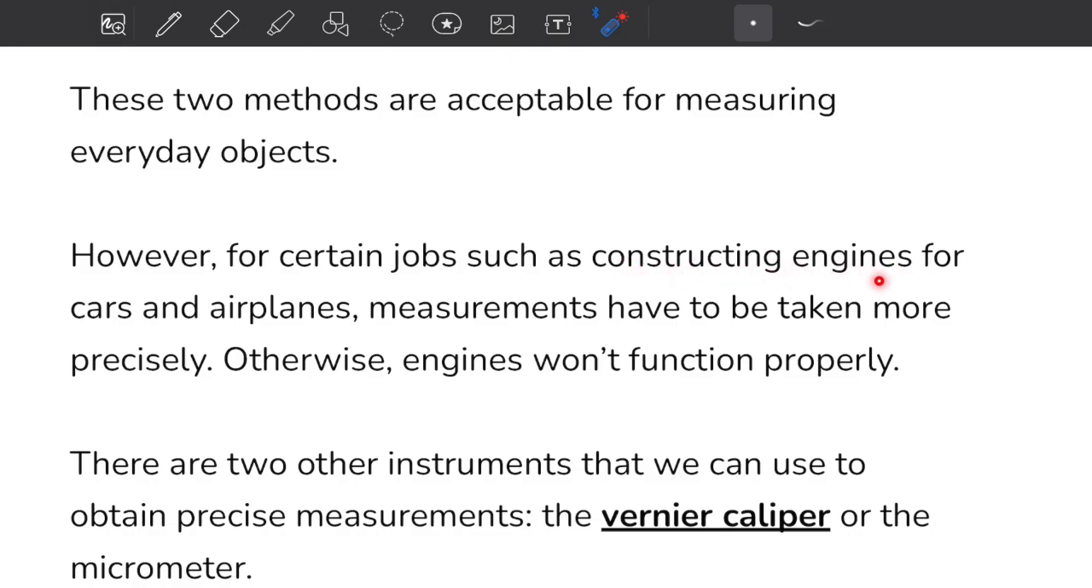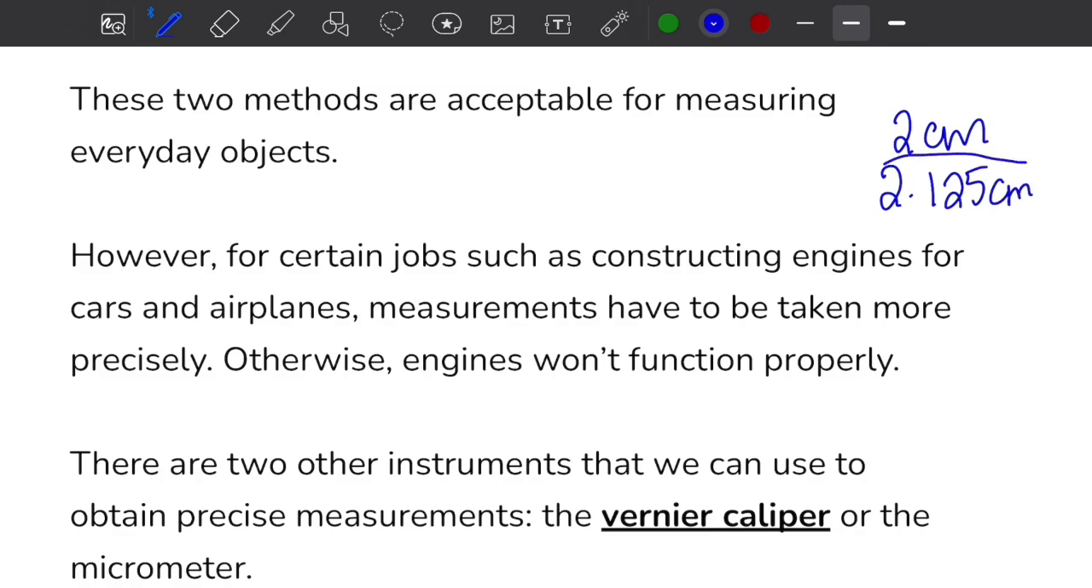So, even though those two methods are acceptable for certain jobs or certain purposes, such as constructing engines for cars and airplanes, measurements have to be taken a lot more precisely. Otherwise, these engines won't function properly, or sometimes they won't function at all. So in those specific cases, we need to be precise. And keep in mind that the more decimal points we take in an answer, the more precise our measurement is. So for example, a measurement of 2 centimeters is not as precise as 2.125 centimeters. This one is more precise.